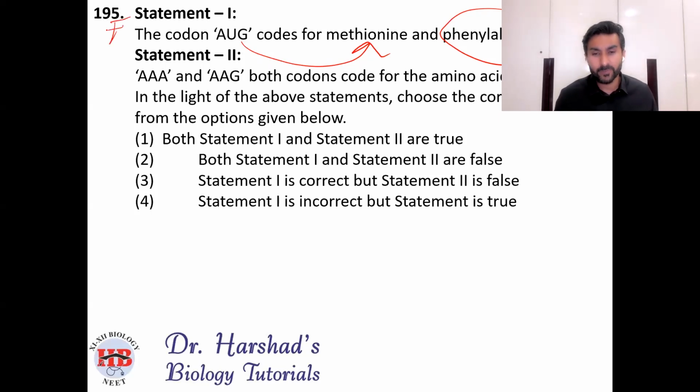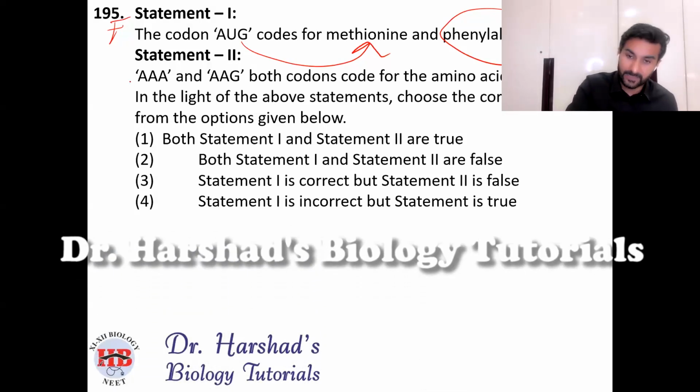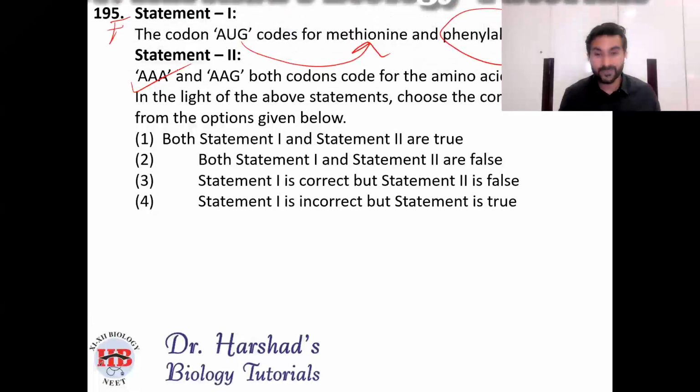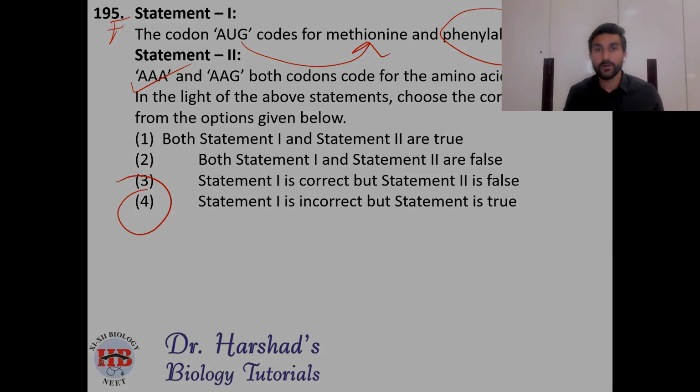The second statement talks about AAA and AAG both coded by lysine. Yes, that's a true statement. Lysine is coded by both of them. So statement 1 is incorrect. Statement 2 is correct. Our answer in this case would be option number 4.